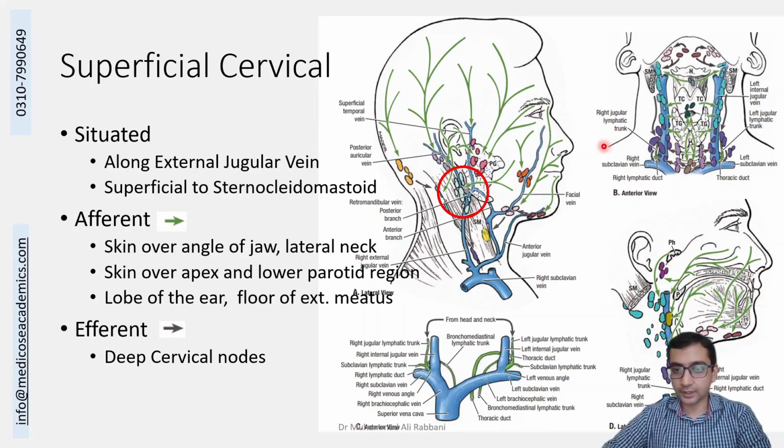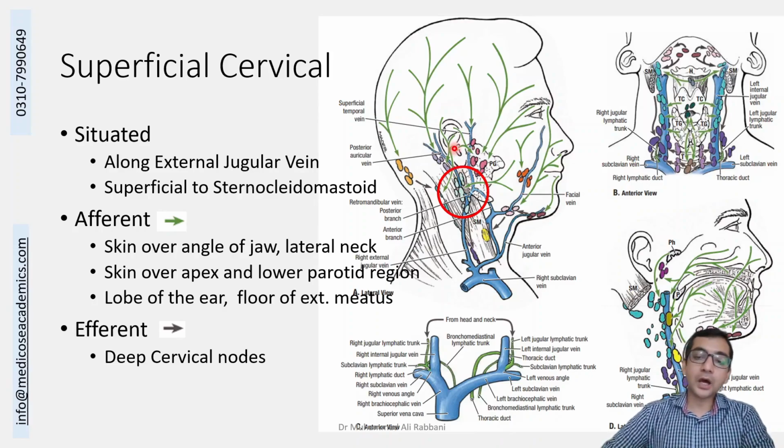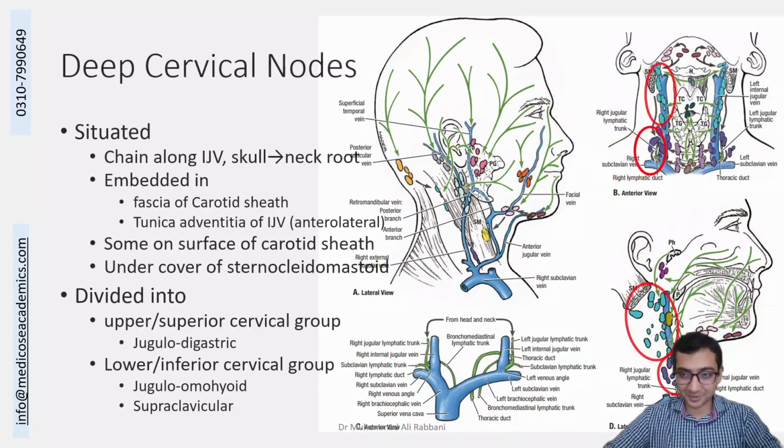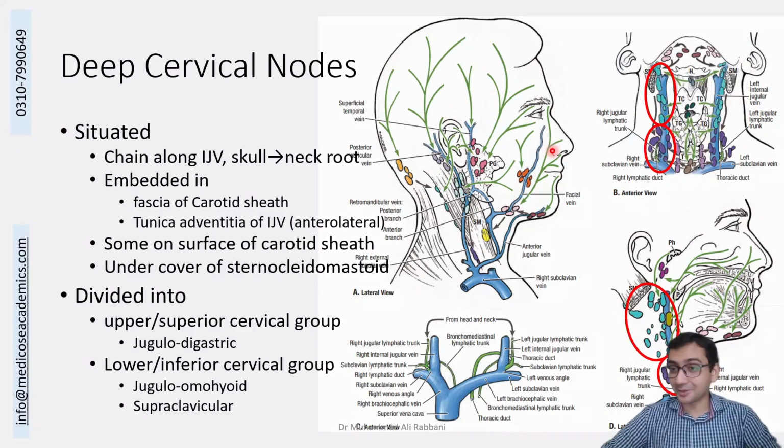Now let's talk about the vertical groups. There is a superficial and deep group. Superficial lymph nodes are present on the outside of the sternocleidomastoid, along the external jugular vein, and they drain the area right around here, along the angle of the jaw, the apex of the parotid, lower end of the parotid gland, lower lobe of the ear, floor of the external meatus, and they drain into the deep group of cervical nodes. Sorry, have I been talking about inguinal nodes?